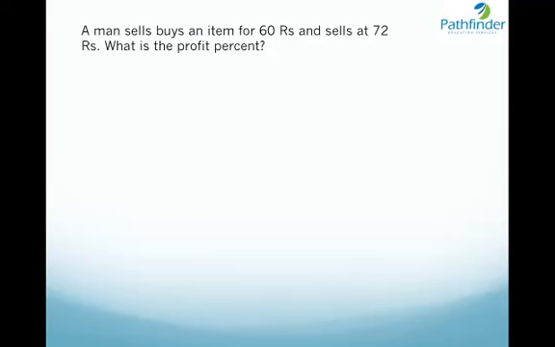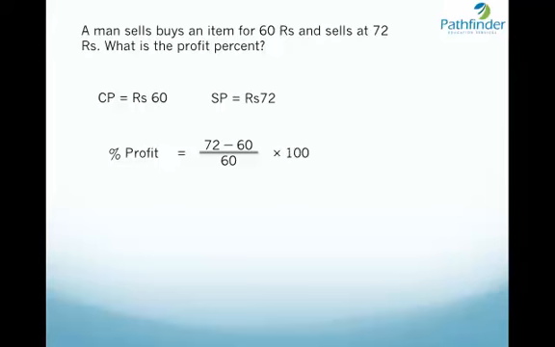A man buys an item for 60 rupees and sells for 72 rupees. What is the profit percent? CP is equal to 60 rupees. SP is 72 rupees. Percentage profit is 72 minus 60 upon 60 into 100. Straight formula substitution, nothing more. Which is equal to the percentage profit given as 20%.